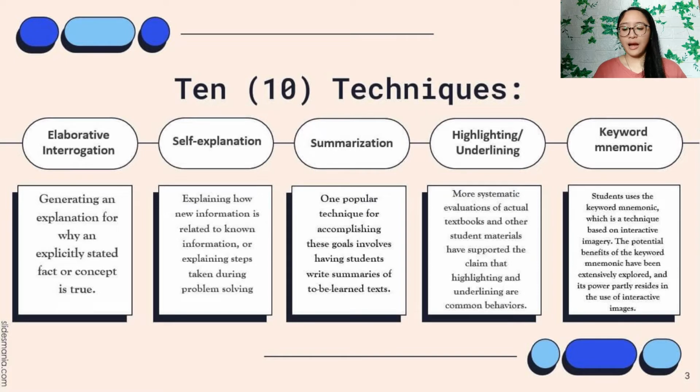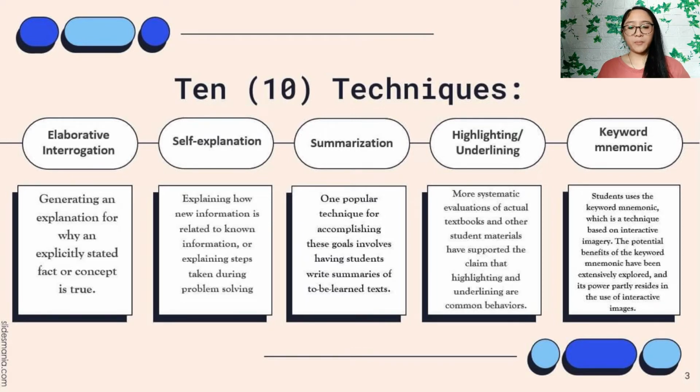Number 4. Highlighting and underlining. More systematic evaluations of actual textbooks and other students' material have supported the claim that highlighting and underlining are common behaviors. Highlighting and underlining are common because they are used to assist us students in organizing what we have read by highlighting what is important. This strategy teaches us students to highlight or underline only the most important words, phrases, and vocabulary.